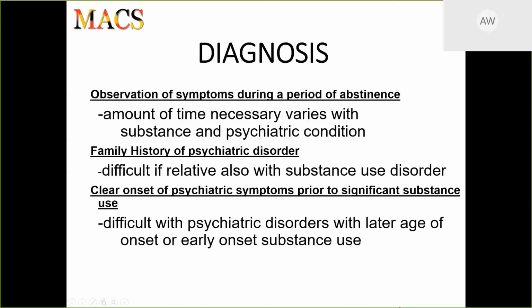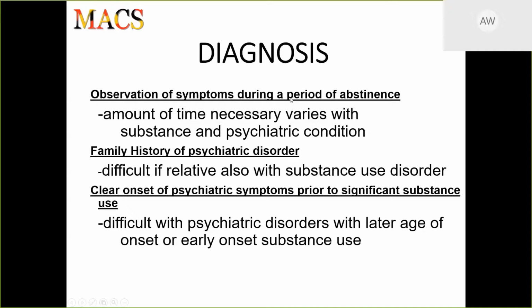So to think about how to try and tease out which of these are independent or not, here are some ways you can try to do it. They're a lot easier said than done. First, observation of symptoms during a period of abstinence. That used to be a lot easier when people would get admitted to a psych unit and be there for weeks and months at a time. That often doesn't happen now, especially if the person uses substances.